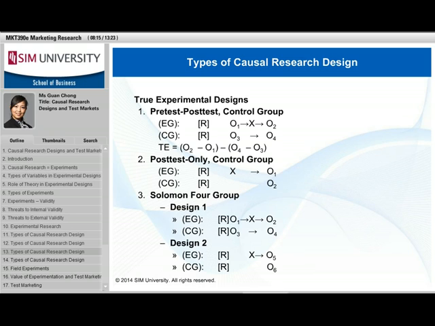For Solomon four groups design, there are both experimental groups and control groups. Under design 1, there could be two observations for each group, and under design 2, there will be only one observation under each group.